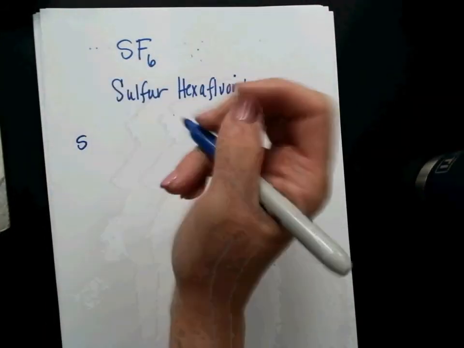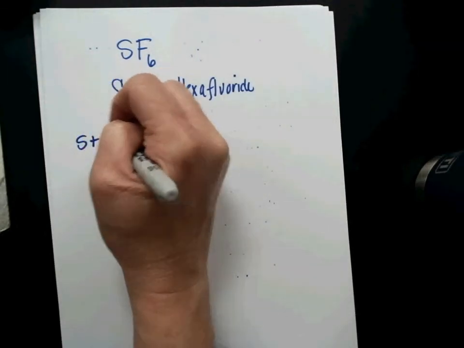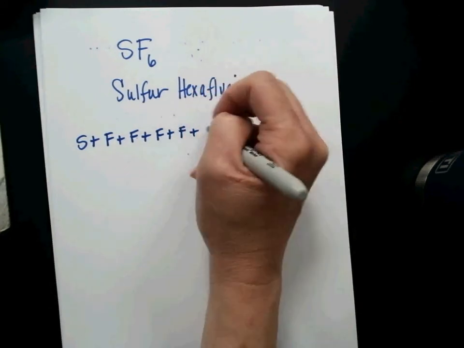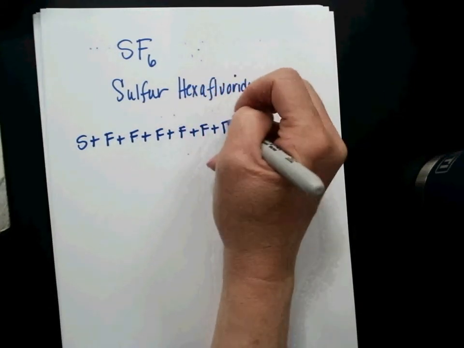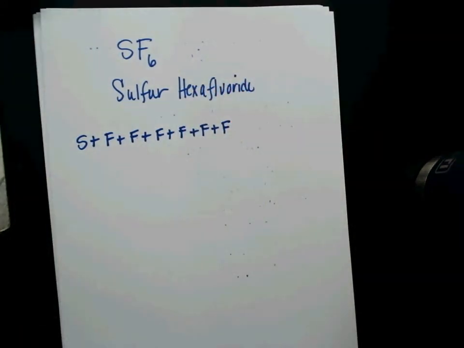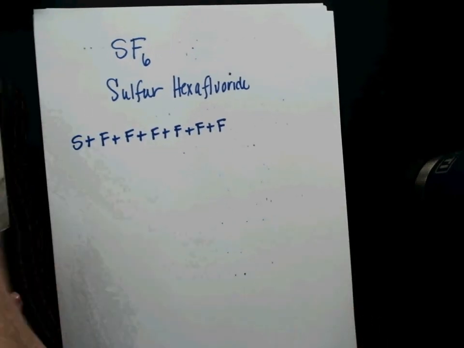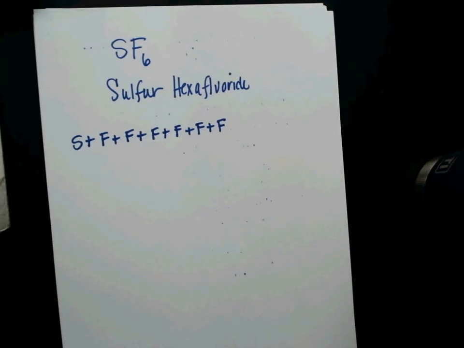So, let's look at this. Plus 1, 2, 3, 4, 5, plus 6 fluorines. Now I want you to go to your periodic table. I want you to see how many electrons sulfur has, and well, we should know fluorine. Okay, add them up and see what you get.